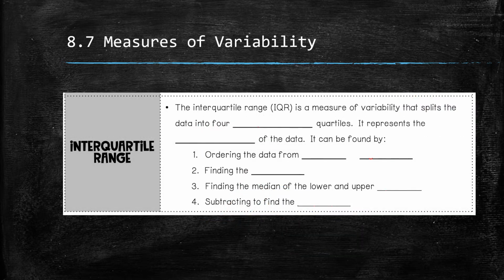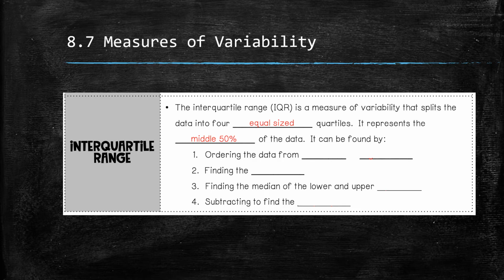Quartiles divide the data set into 4 equal-sized parts. Recall that we found the median, and when we did that, it split the data into 2 equal halves. We had the lower half, and we had the upper half. The median of the lower half is the first quartile, which we call Q1, and the median of the upper half is the third quartile, Q3.